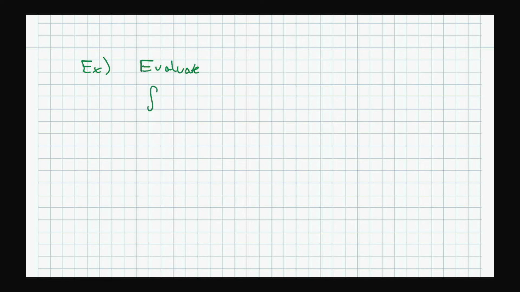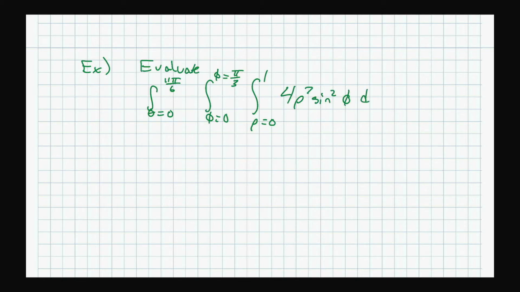Evaluate the integral: theta from 0 to 11 pi over 6, phi from 0 to pi over 3, rho from 0 to 1, and then it's 4 rho to the 7th sine squared phi, d rho, d phi, d theta. Of course, the order makes sense here, right? d rho, and this is rho, then the middle one's phi, and theta's last.